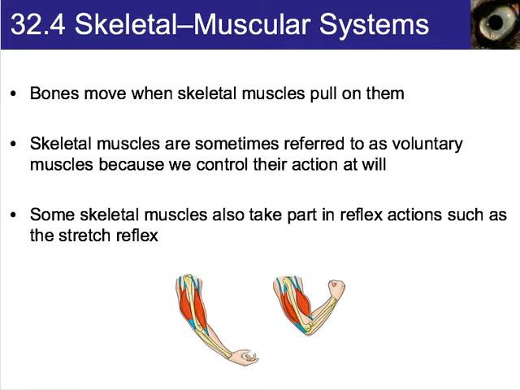Bones move when skeletal muscles pull on them. Skeletal muscles are sometimes referred to as voluntary muscles, and you learned about that in the nervous system chapter as well as in the tissue chapter. Some skeletal muscles also take part in reflex actions such as a stretch reflex.